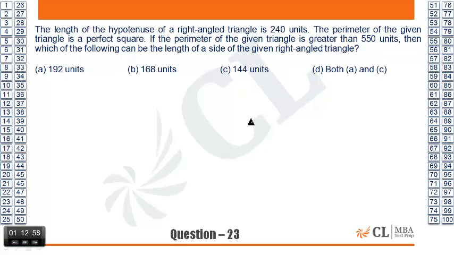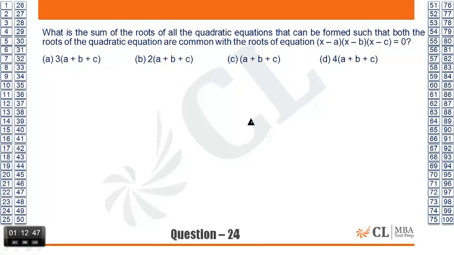The length of the hypotenuse of a right angle triangle is 240 units. The perimeter of the given triangle is a perfect square. Complicated. 23 later. 24. Oh, this looks okay.